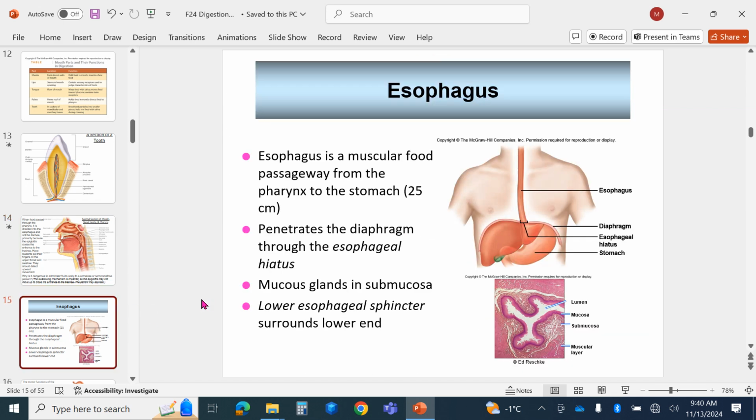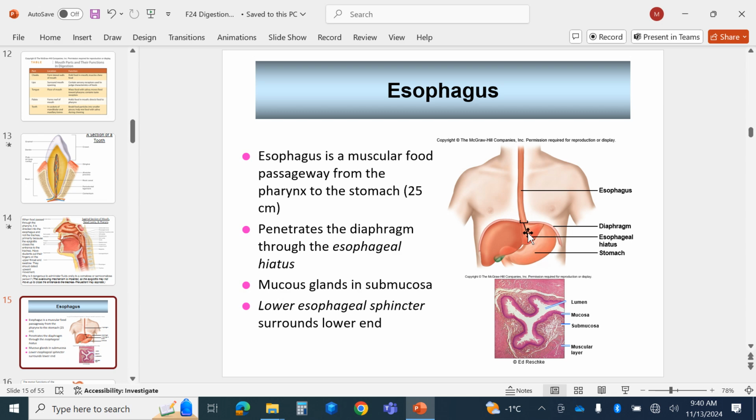The international sign of choking is two hands around the neck. The esophagus is a muscular food passageway from the pharynx to the stomach, about 25 centimeters long. It penetrates the diaphragm through what we call the esophageal hiatus. It has muscular glands in the submucosa. The lower esophageal sphincter surrounds the lower end.